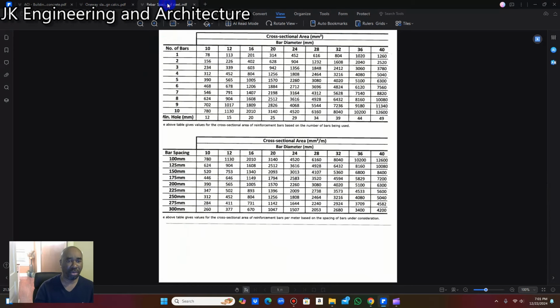So we go again looking for 268. When we look at 268, we have 260 here, but this is less than 268 and we can't go lower than the minimum. So we're going to go to the next number, which is 284 millimeters square per meter using number 10 bars or 3/8. If we're going to use 3/8 bar, 10 millimeter diameter bar, we're going to use an area of steel of 284 millimeters square, and we're going to space it at 275 millimeter, which is 11 inches.